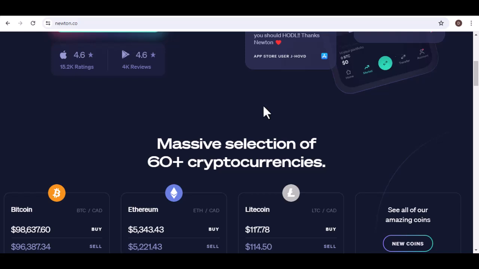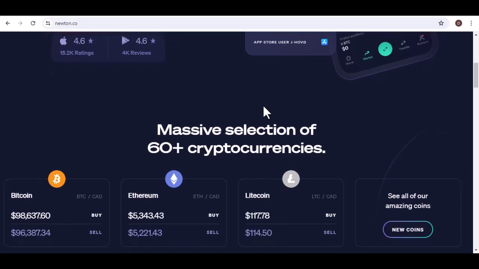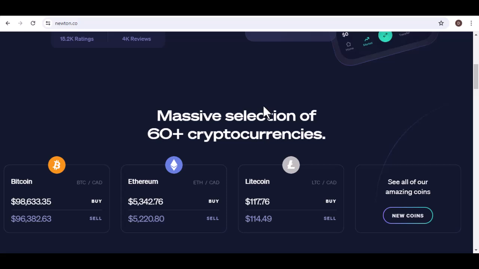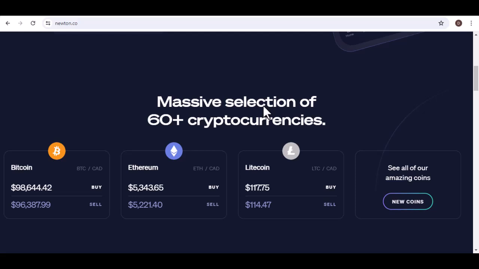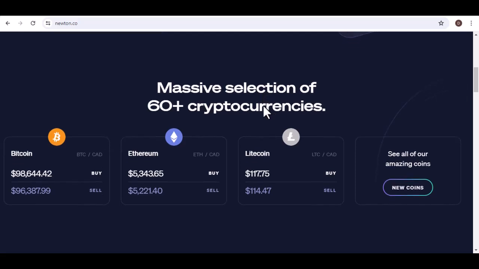Calculating your withdrawal fees. To calculate your estimated withdrawal fee, you can typically find this information on Newton's website or within the app itself. Look for a section detailing withdrawal fees or transaction costs. Some platforms may even provide a fee estimator where you can input the amount you want to withdraw and see the estimated fee.